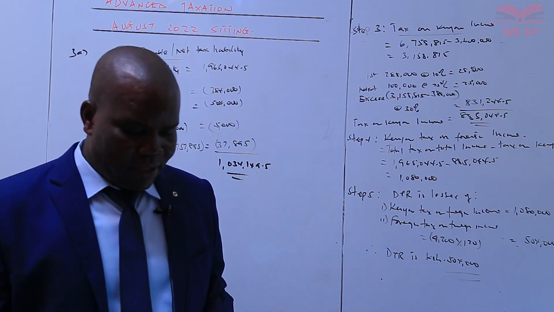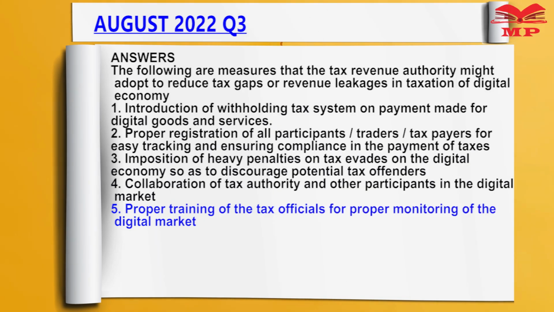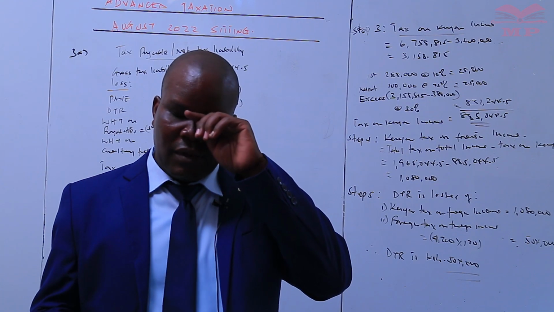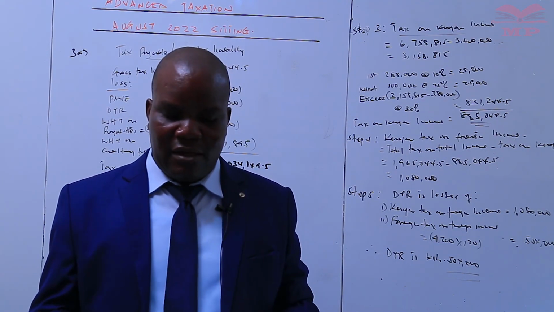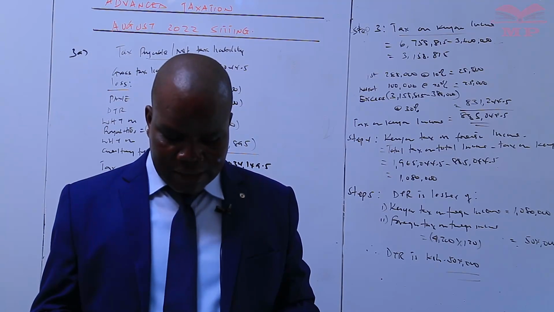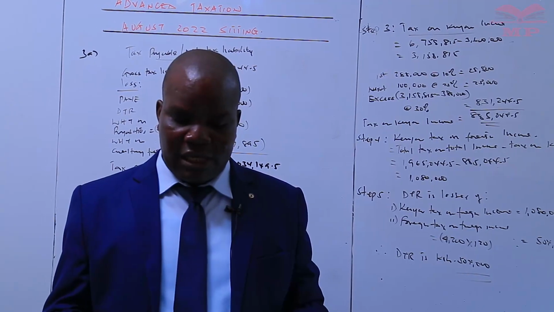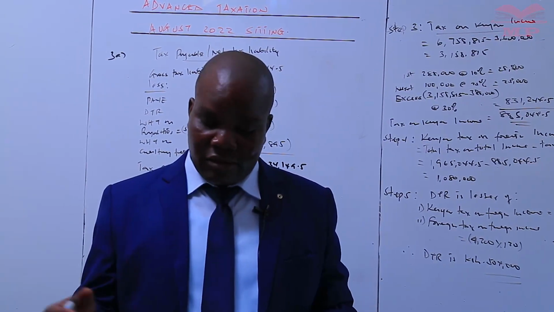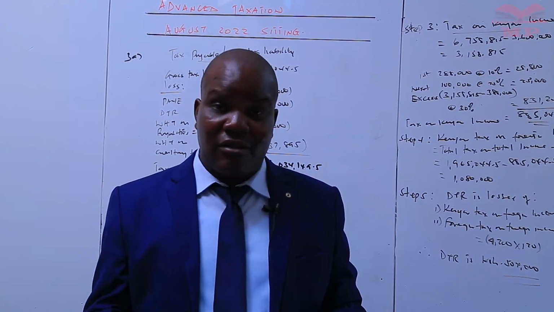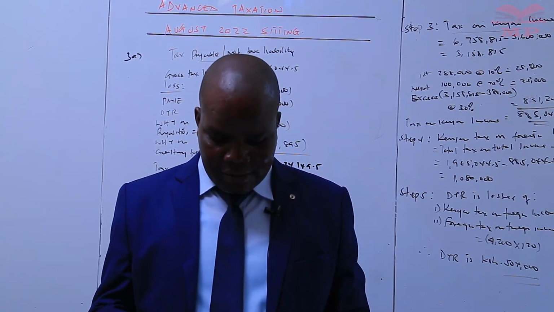Another measure, more than four already, the question requires this, but you can add more. Another measure could be ensuring that the tax officials are properly trained so that they are able to monitor and audit the digital market operations. A good example of such will be the tax assessors and tax auditors. The tax authority can ensure that such are properly trained so that they are able to audit operations in the digital economy, so that there is compliance from that particular sector.